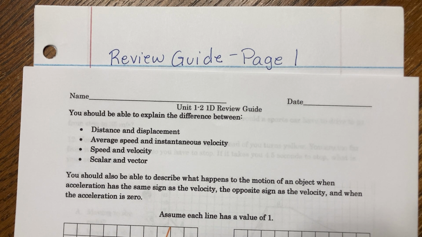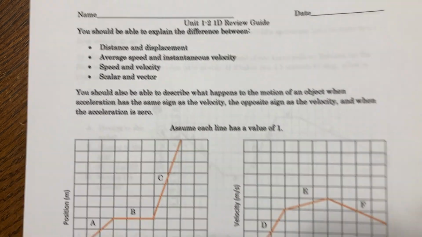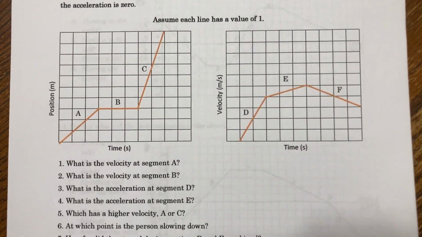And then also it talks about if your acceleration and your velocity have the same sign, you're getting faster. If they're opposite, then you're slowing down. Acceleration 0 just means that you're going the same speed the whole time. So we're going to go through the questions on this section of the graph.